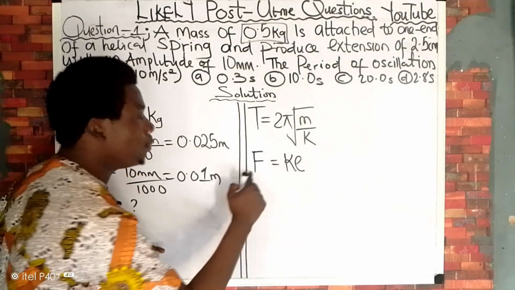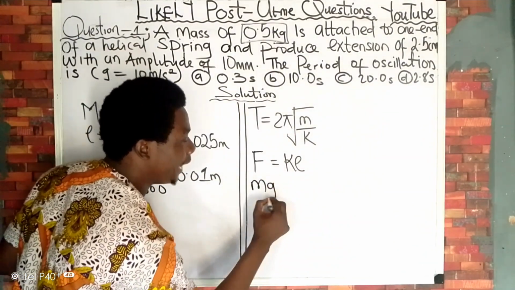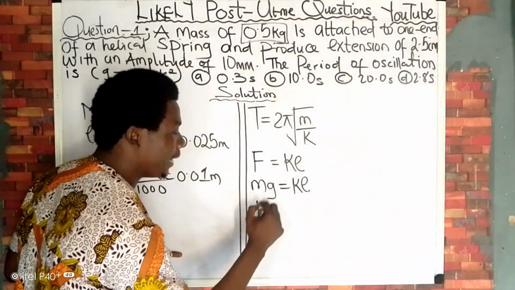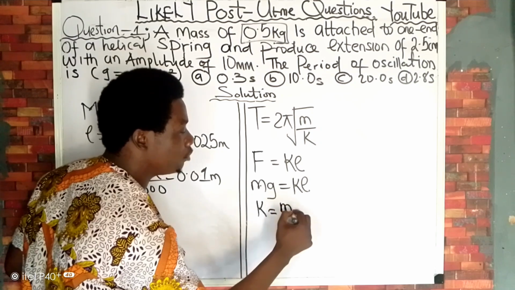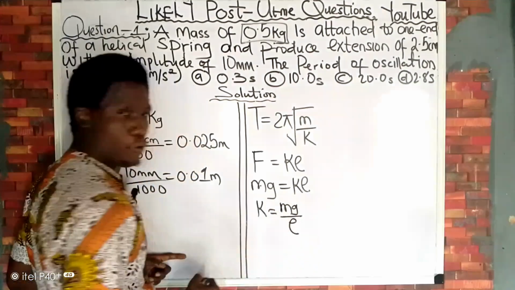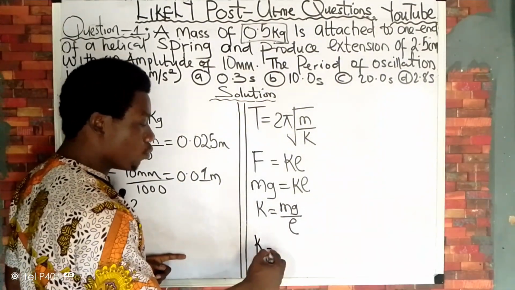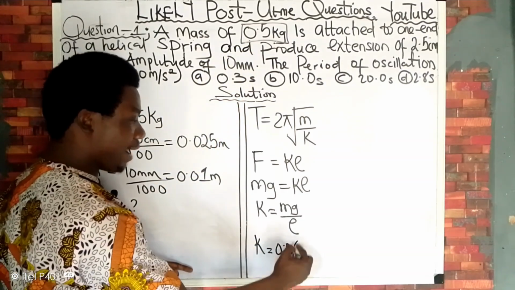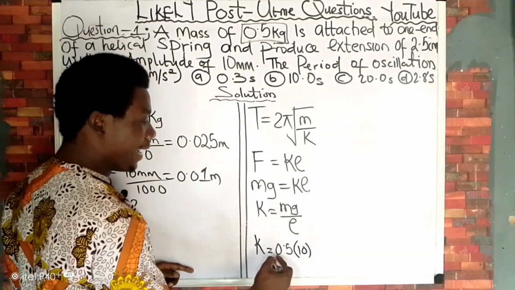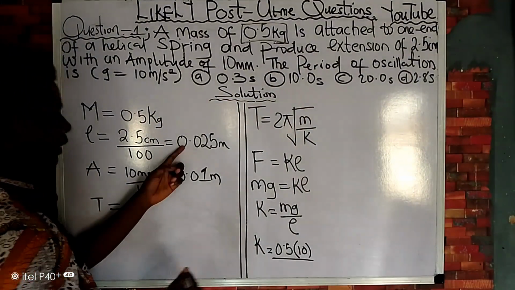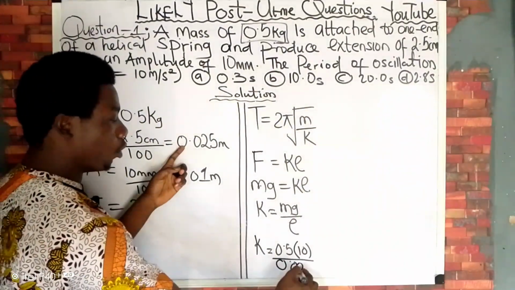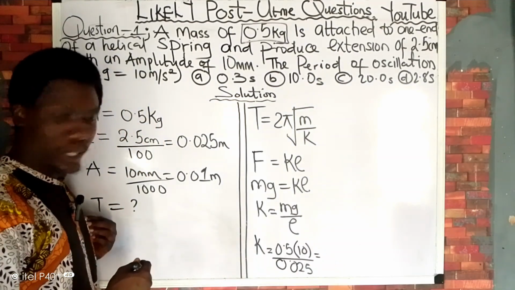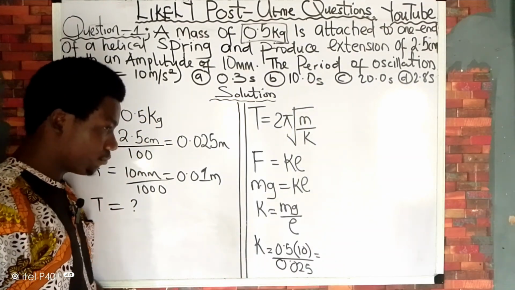Also, remember that your force can be mg, which equals weight equals Ke. So k will give us mg over e. So k will give us mass, which is 0.5. Remember, gravity is 10. Extension, what's our extension? 0.025.